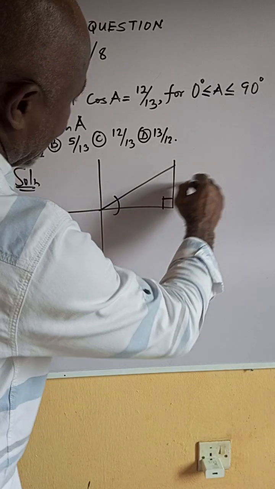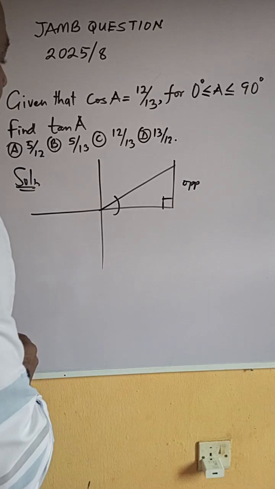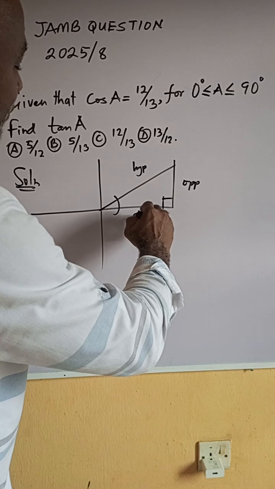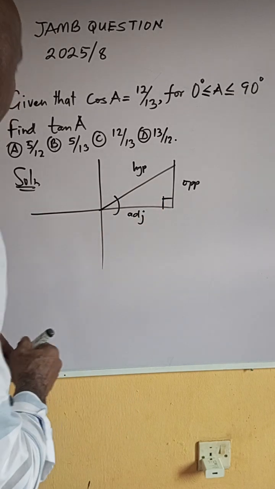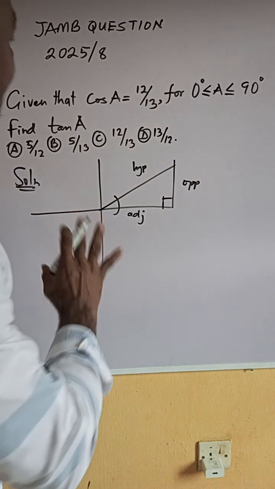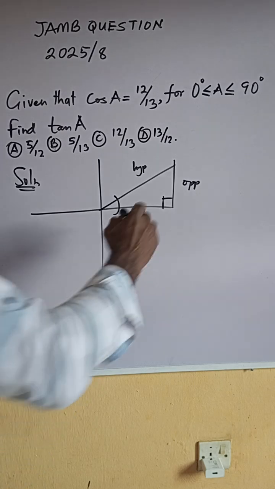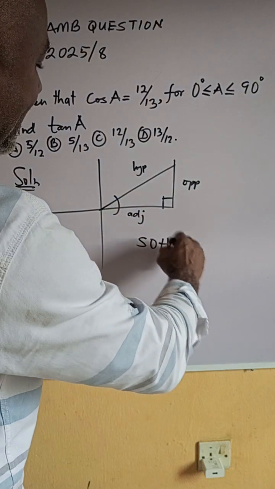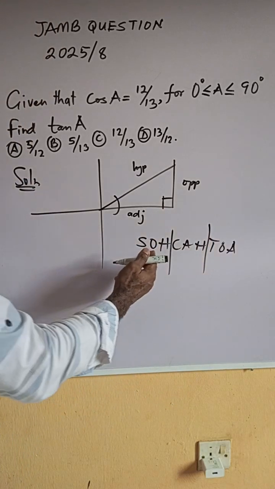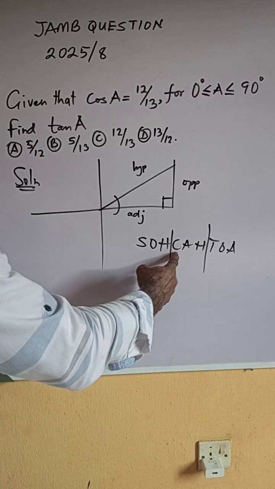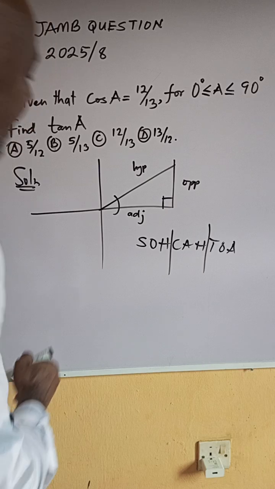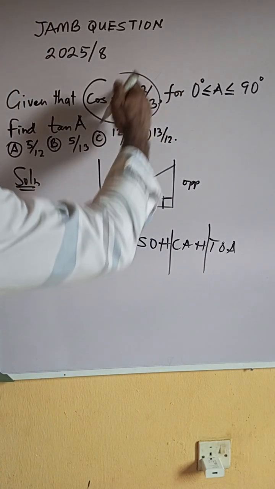Okay. This side is the opposite. And this side is the hypotenuse, the longest side. And this side, of course, is the adjacent. Now, cos A equals 12 over 13. Whenever you see a question like this, two things will come to your mind. One is this ratio: sine equals opposite over hypotenuse, cos equals adjacent over hypotenuse, and tan equals opposite over adjacent, all right?